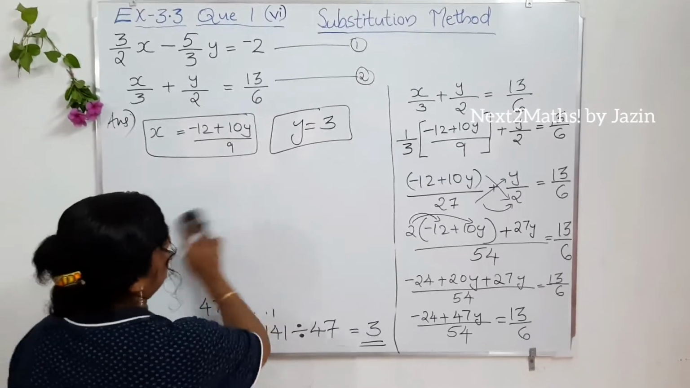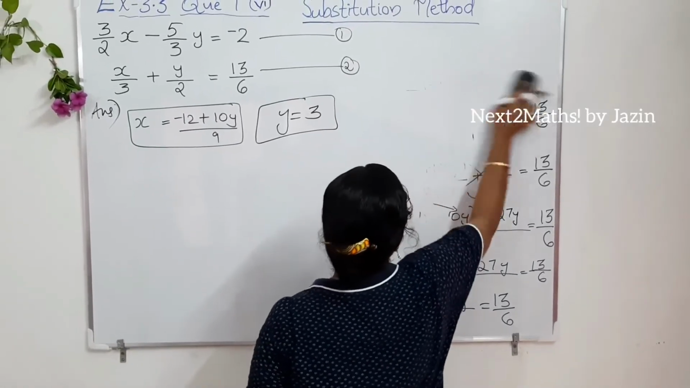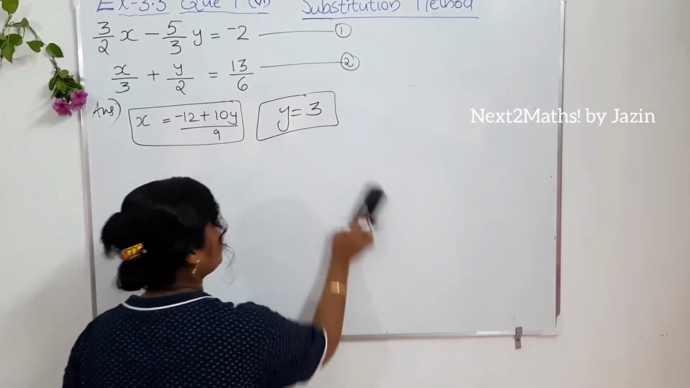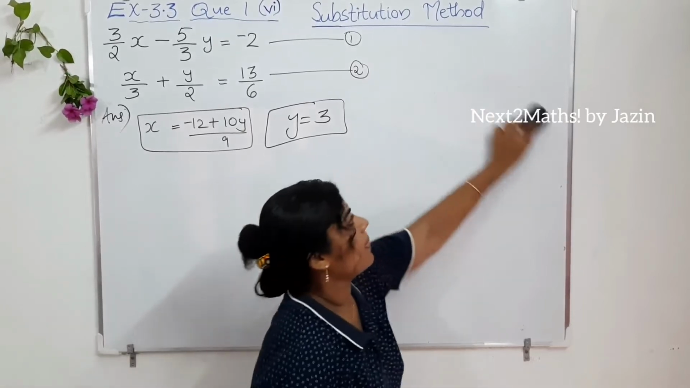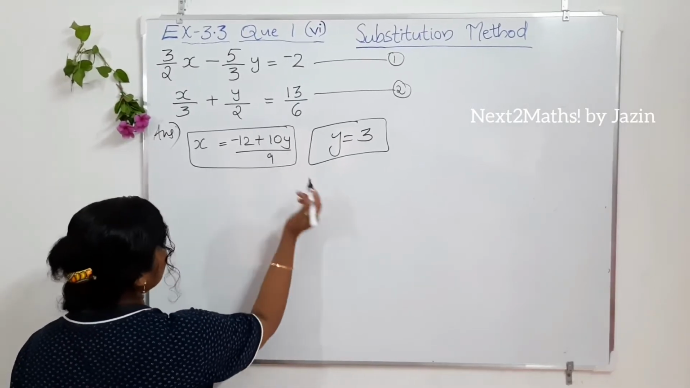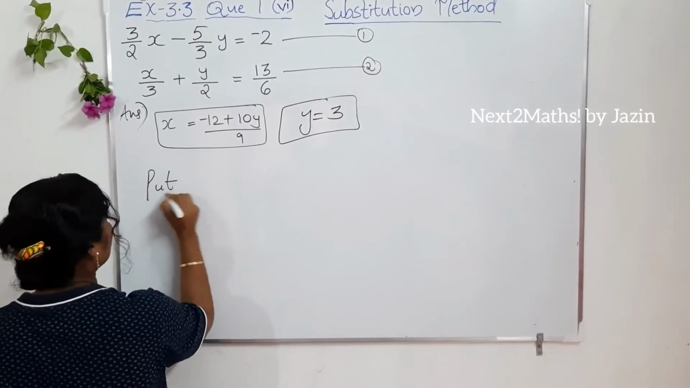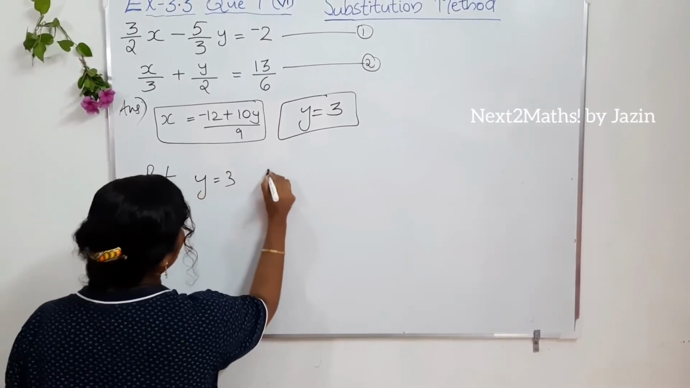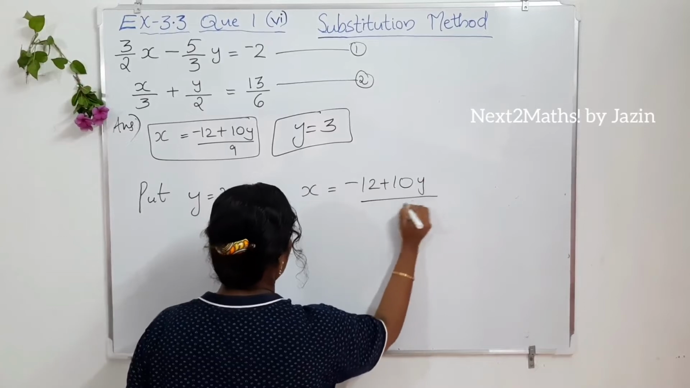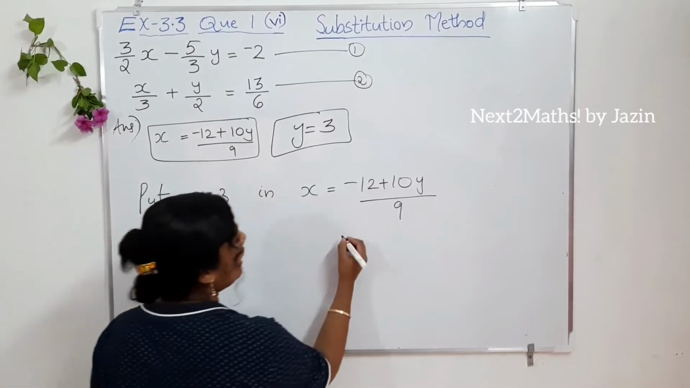Now you have y equal to 3 in your hand. From that we are finding the value of x. That is what we are going to find next. So it's almost clear. Okay. Hope you all have understood well till now. Okay, next we are doing y equal to 3. Put y equal to 3 in x equal to minus 12 plus 10y by 9. In that one you can give that y equal to 3. So what are you getting?